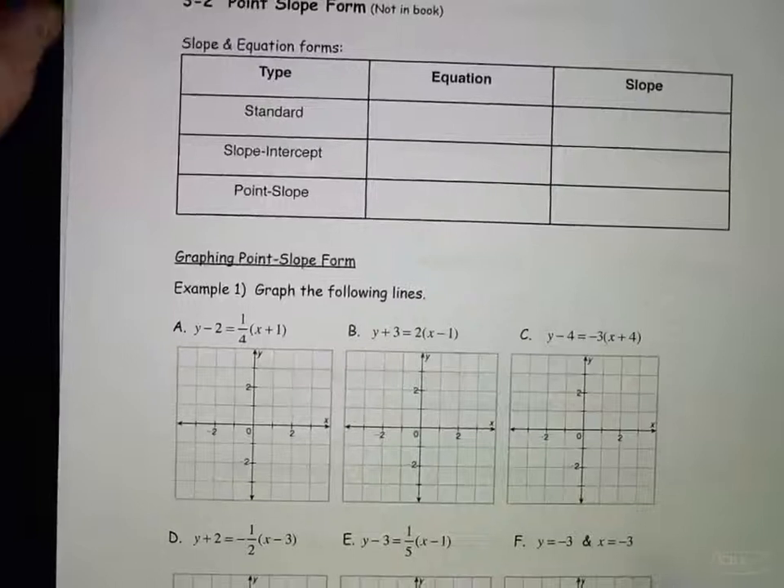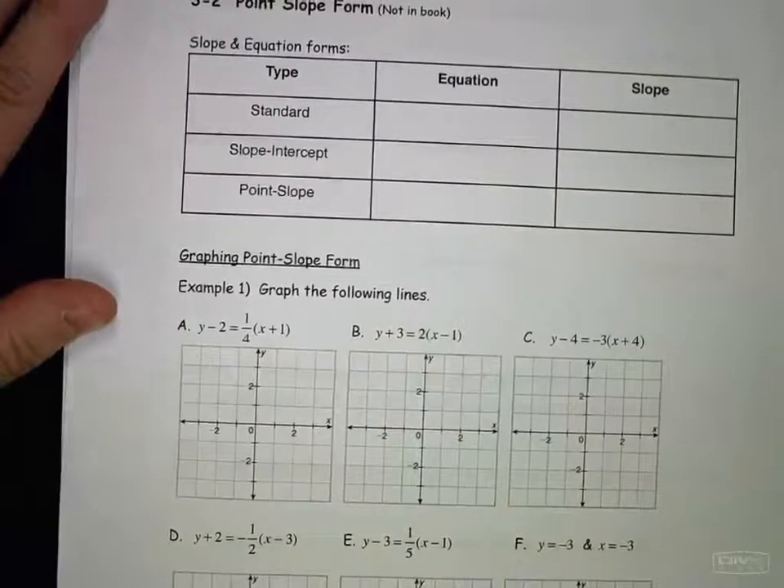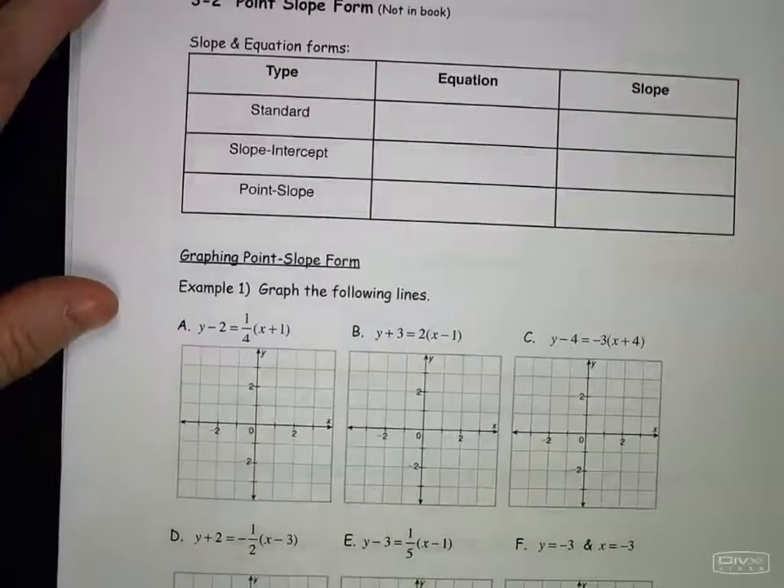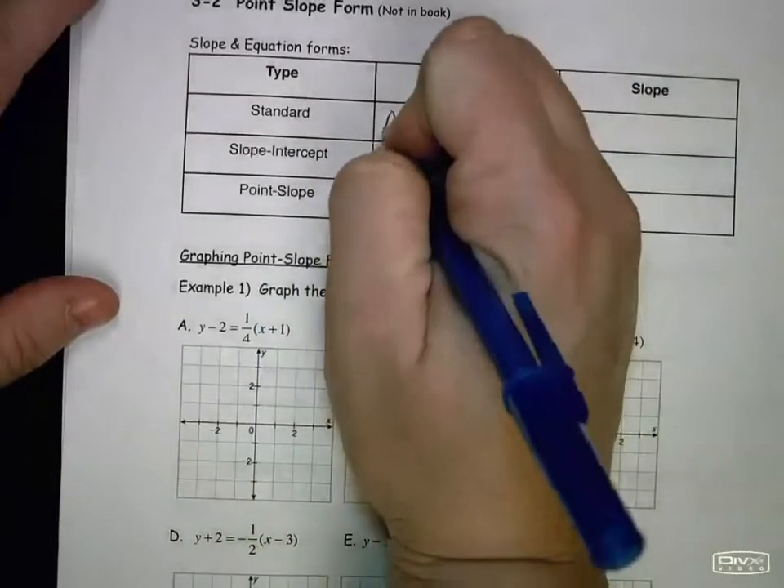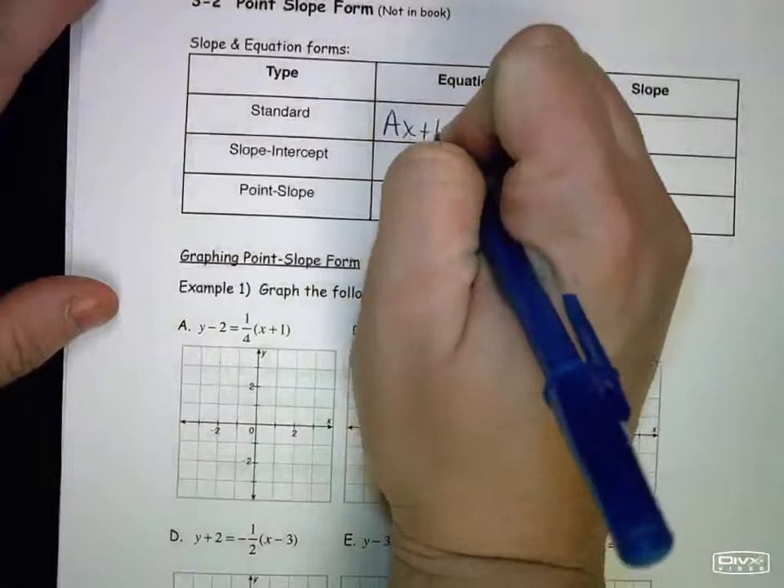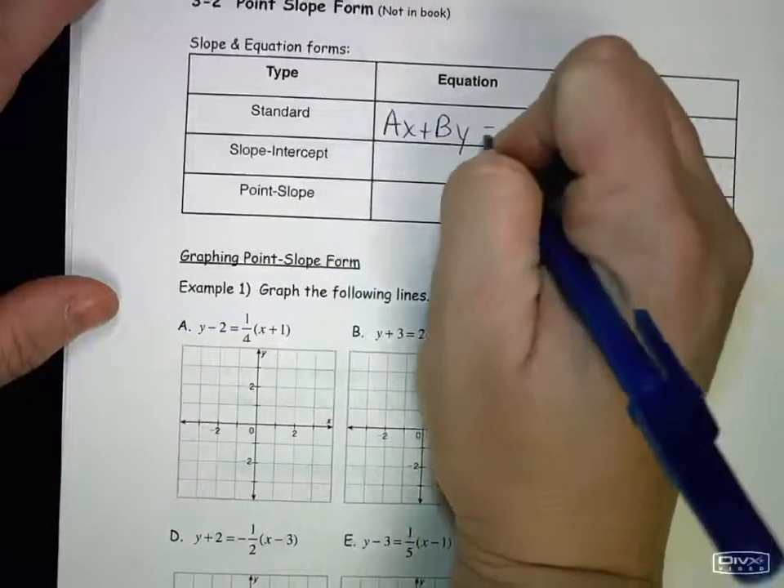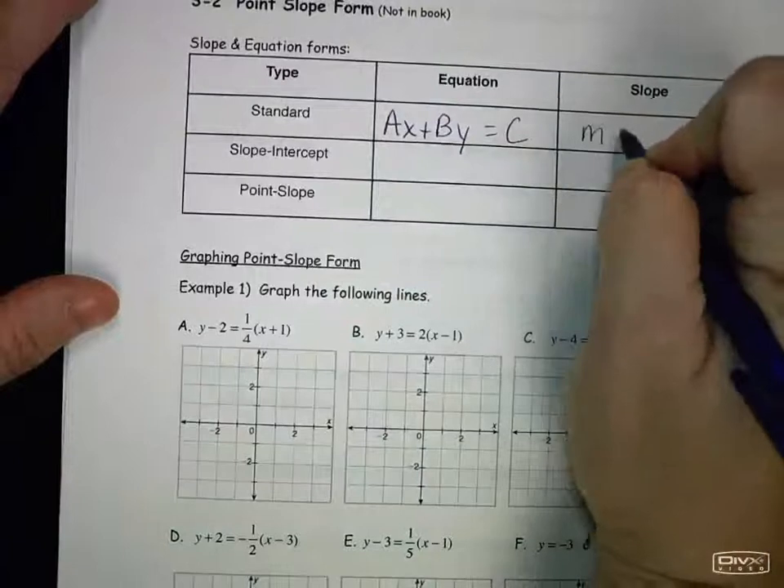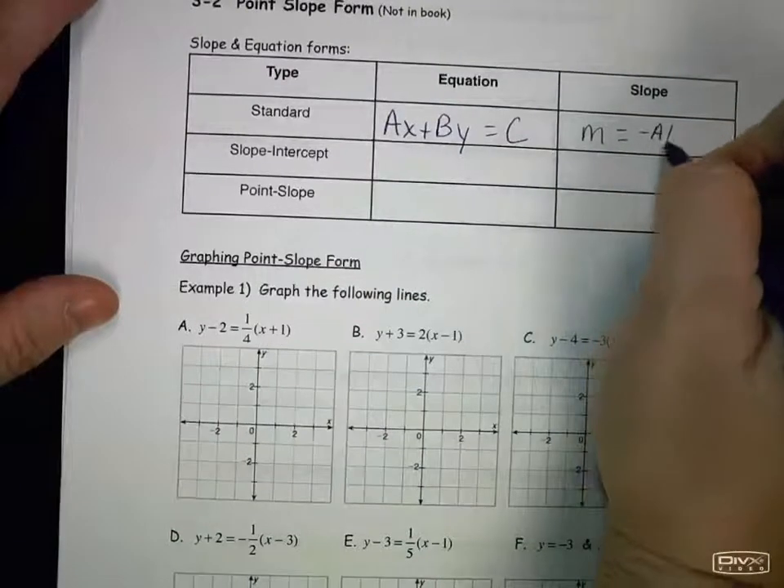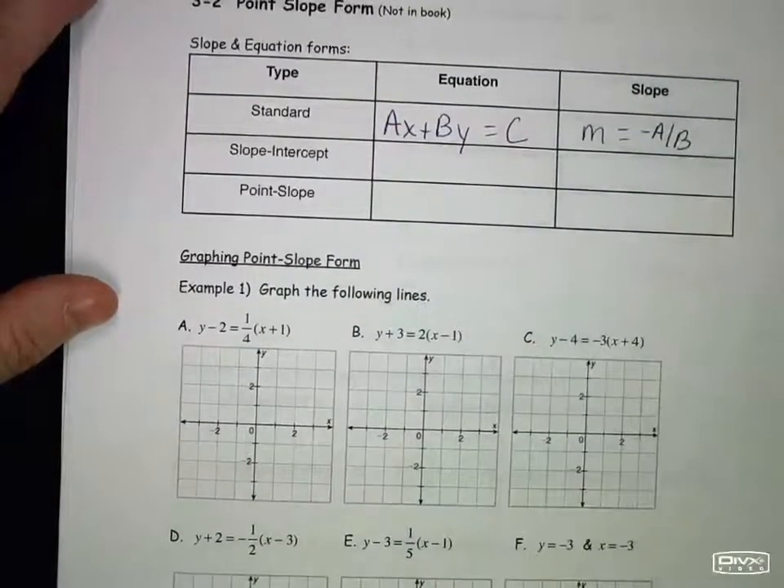Chapter 3, Section 2 is point slope form. This is not in the book, and we're going to start out reviewing the three different types of equations that we have for lines. First one we have is standard form, which is ax plus by equals c, and the slope of that line is negative a over b.